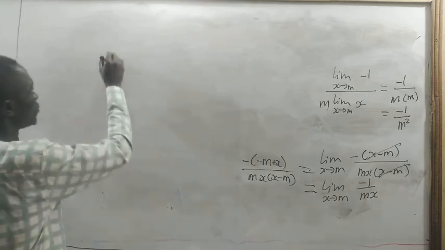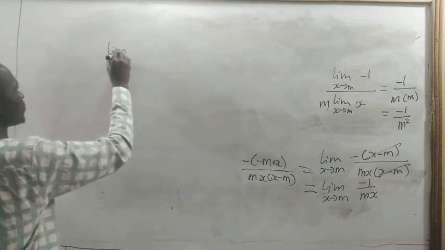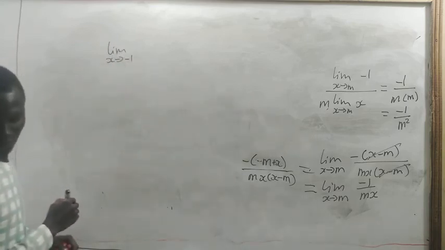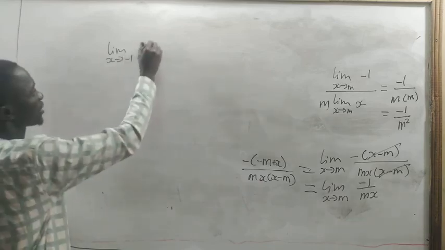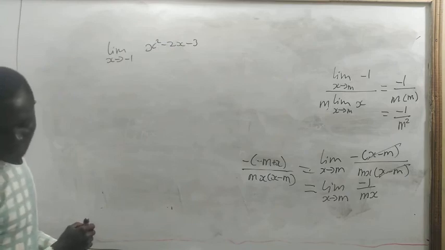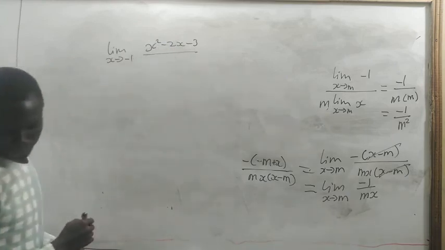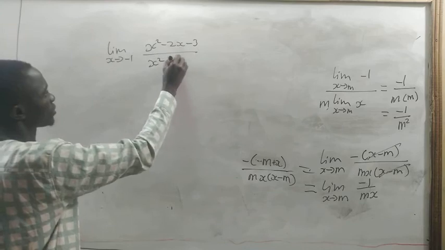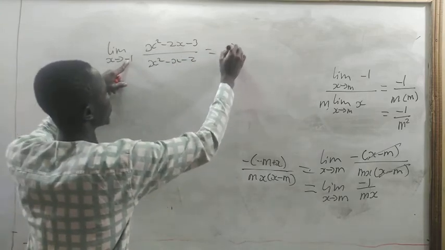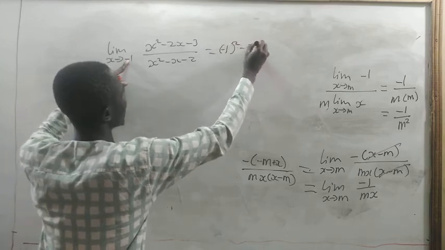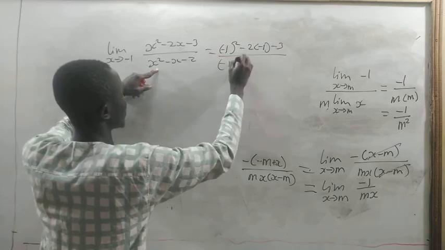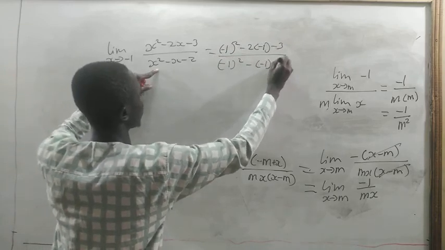Now, we take the limit as x approaches negative 1 of (x squared minus 2x minus 3) divided by (x squared minus x minus 2). So let's do direct substitution. This will give us (negative 1) squared minus 2 times negative 1 minus 3, divided by (negative 1) squared minus negative 1 minus 2.